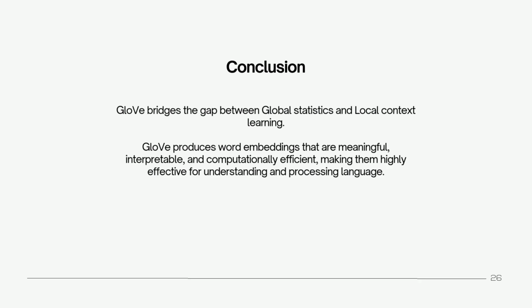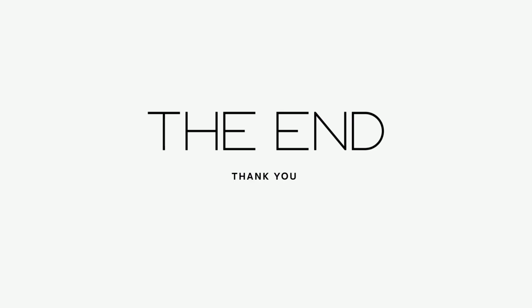Because of this balance between theory and practical performance, GloVe produces embeddings that are stable, interpretable, and efficient, making them highly useful for a wide range of NLP tasks. Overall, GloVe is not just a model but an important step towards understanding how language structure can be captured in vector space, and it continues to influence many modern approaches in NLP even today. So, this was all for our paper GloVe.